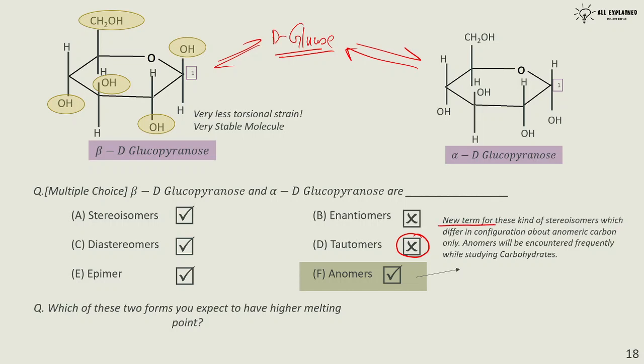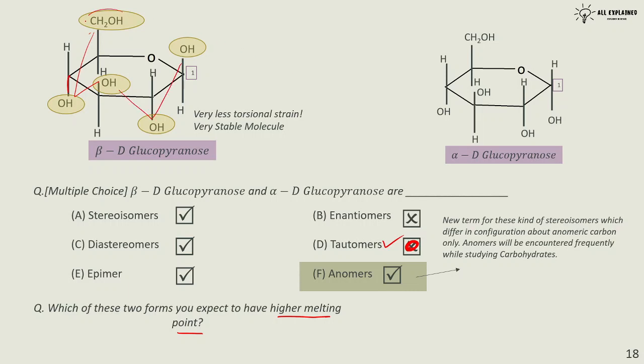Which of these two forms do you expect to have a higher melting point? How would you decide that? This is again a very interesting question. If you think about dipole moments, see, melting point has more to do with the symmetry of the molecule also. It seems like the beta form is more symmetric and can fit better because these bigger groups are alternate to each other. It's not completely symmetric because of this CH2OH, but it feels like it's more symmetric and will fit much better in the lattice.